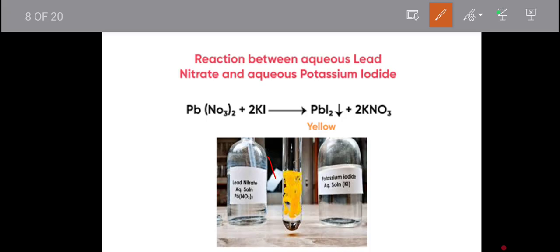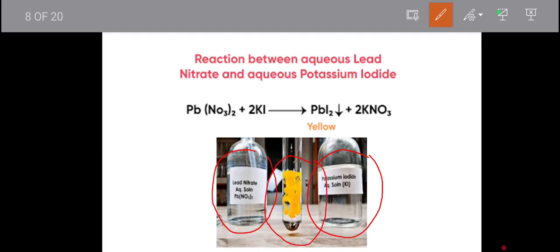As you can see in this figure, this is lead nitrate solution and this is potassium iodide solution. Both of these solutions are colorless. Now what we are going to do is mix these two solutions together in equal amounts. So this is what we get when we mix these two solutions.